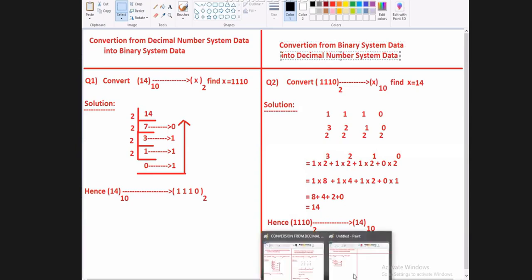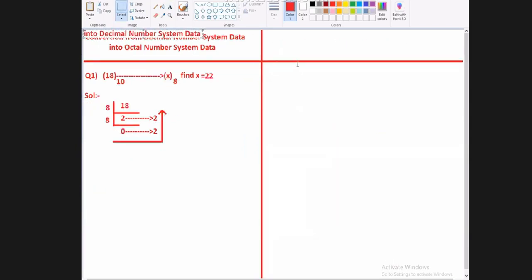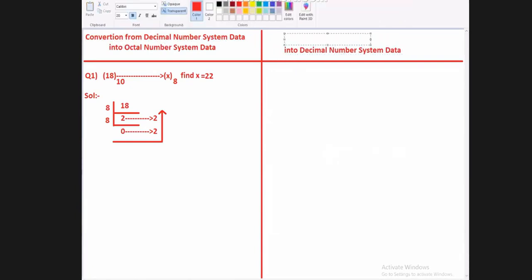So go to this place. I will take it into something like this. Conversion from which data do I want to get it? I say conversion from octal data. I'm writing it, students. Look at that. Conversion from octal data into decimal number system data.